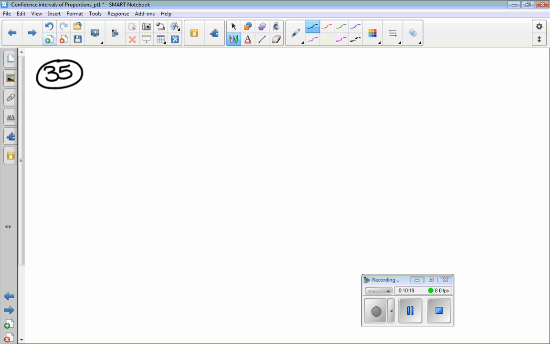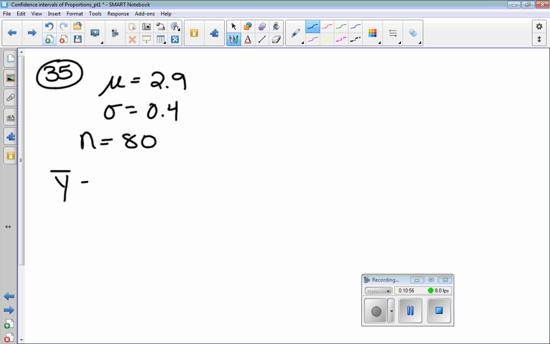So in question 35, I'm just going to write down again, read the problem and write down the information that I know. It says that the mean is 2.9, and I'm not going to put the units, but it's grams per mile. And then your standard deviation was 0.4, okay? And it says 80 of those cars, so n is 80. Good. And it says let y bar represent the mean carbon monoxide level for the company's fleet. That's fine. So y bar is just really the mean of the means, right? It's just the mean of whatever, which is just 2.9.